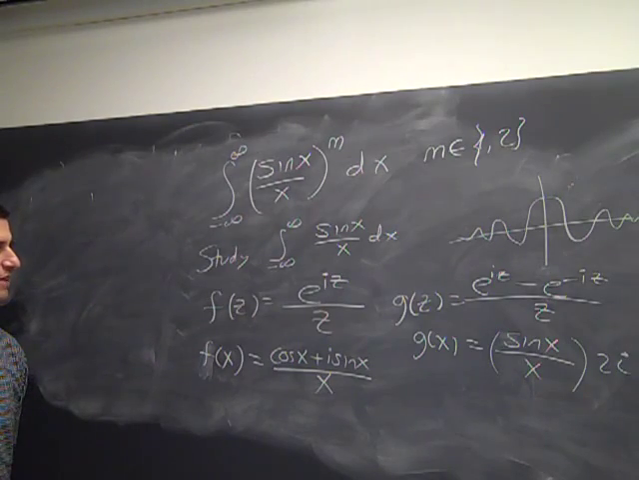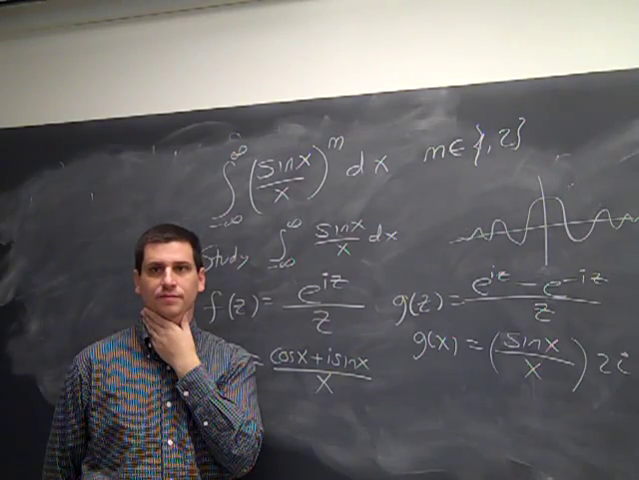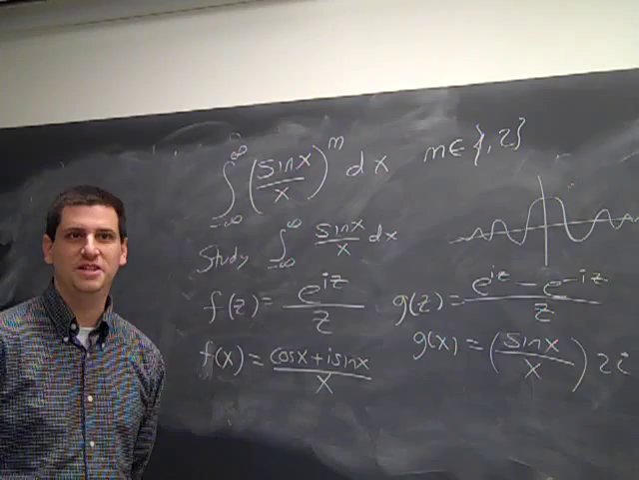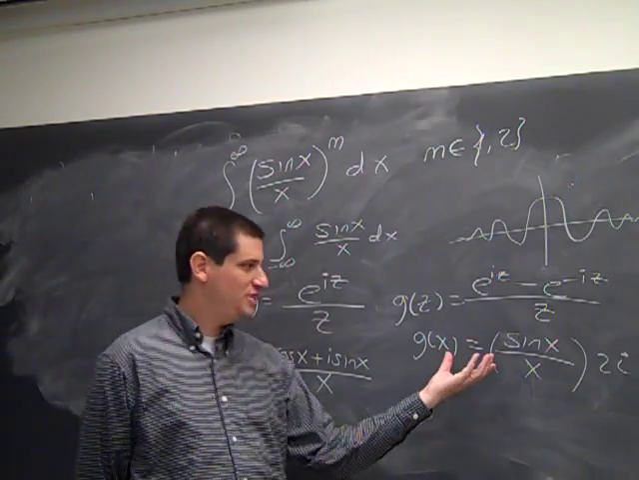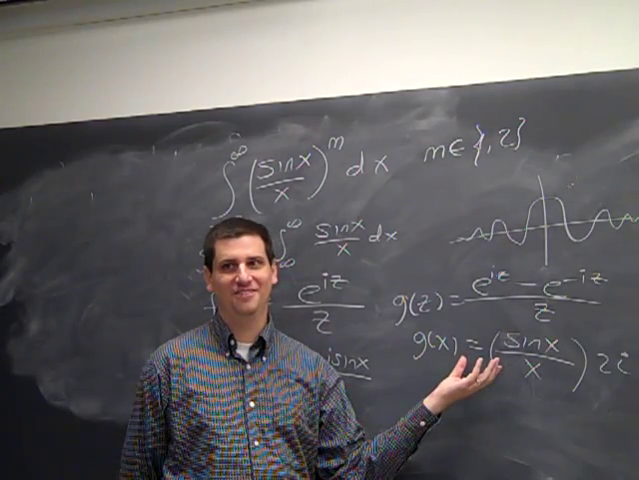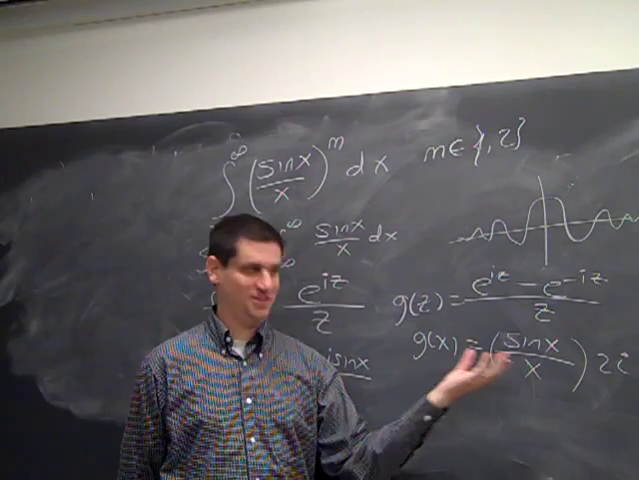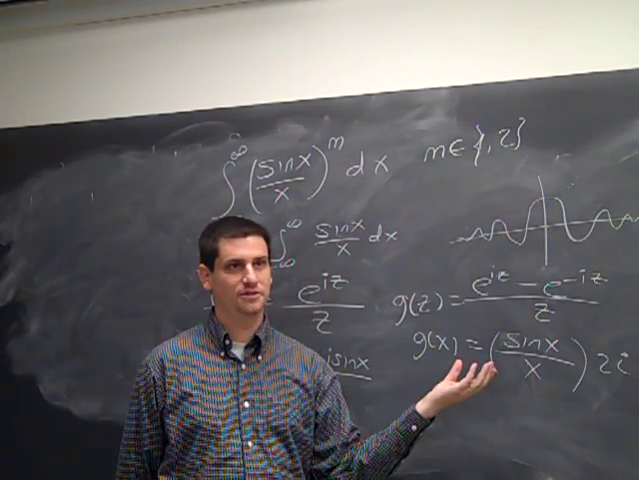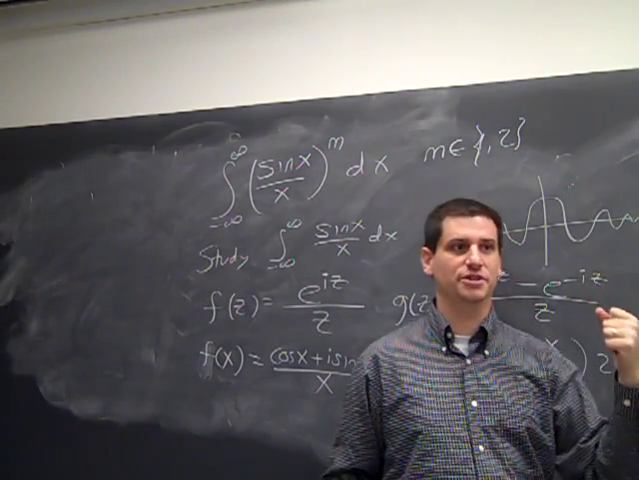So if you want to integrate sine of x over x, which would you rather do, f or g? Hint, both answers are right. Someone give you a reason why g is better. Don't have a cosine term, right? You want to integrate sine of x over x. Here's sine of x over x. Give me a reason why g of x is worse. You have two exponentials and they go in opposite directions.